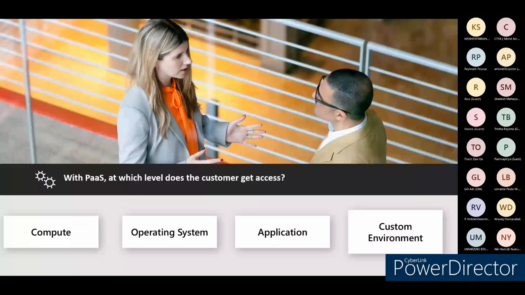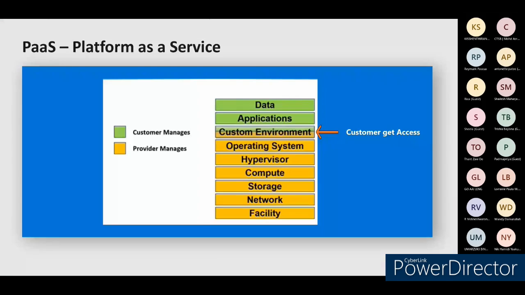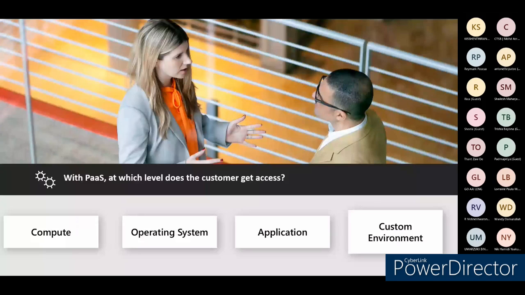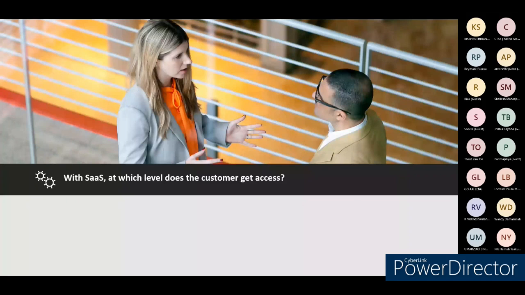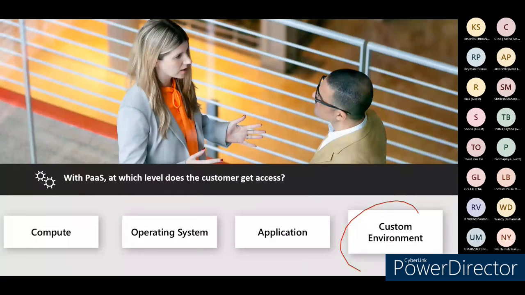Okay. So the answer for this question is where the user is getting access, or where the access is being provided on the PaaS one. If you can see here, in PaaS we are starting from the CE onwards, right? The custom environment onwards, the user is getting this. So the answer is C. Sorry, answer D, not C, answer D. D is the answer for this question.